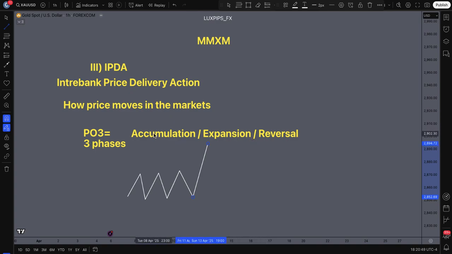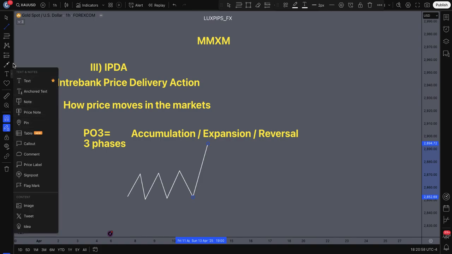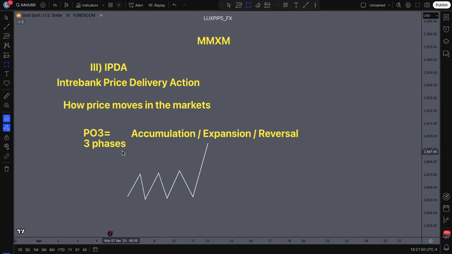So going back to the point we were talking about earlier, the ERL to IRL. Let's just say the price expanded to an FVG. Just say there's an FVG right here somewhere. You see price expanding up to an FVG, and most likely you're going to see a reversal back into the range that was made.